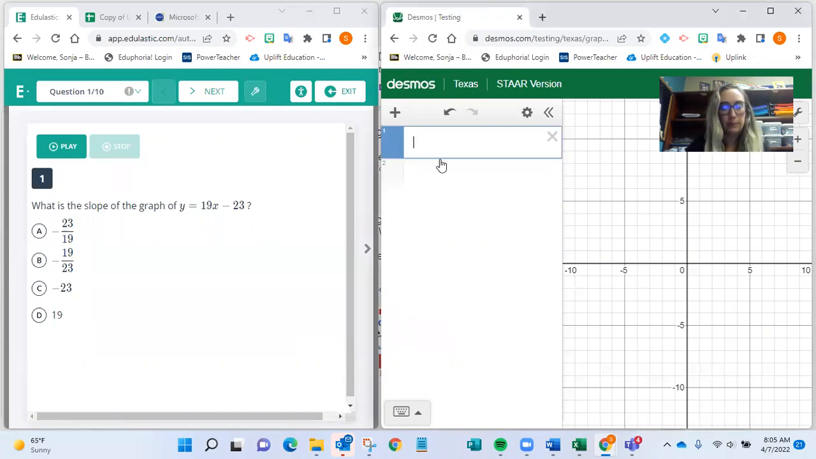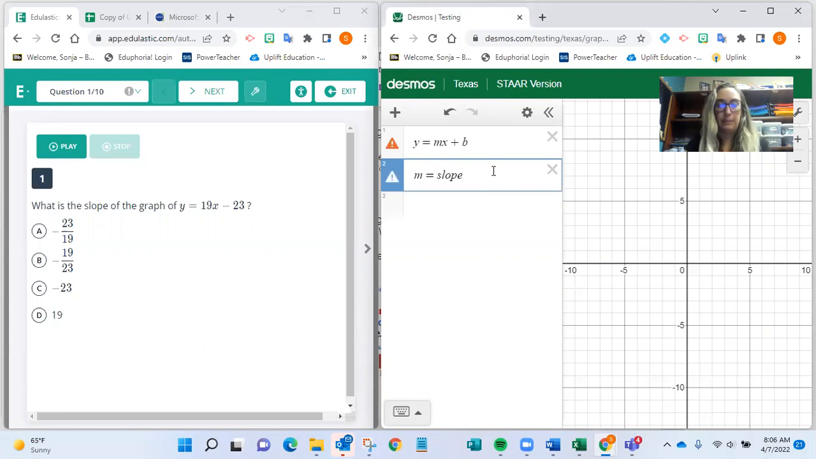So this one is all about the equation y equals mx plus b. So for slope, m equals the slope. That part, m, that's right next to the x would equal the slope. So for this question, really, literally, it is just the fact that 19 is next to x. So the answer for this one would be 19.